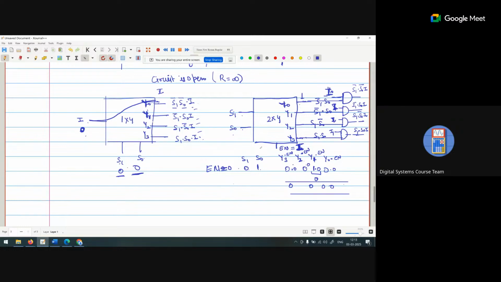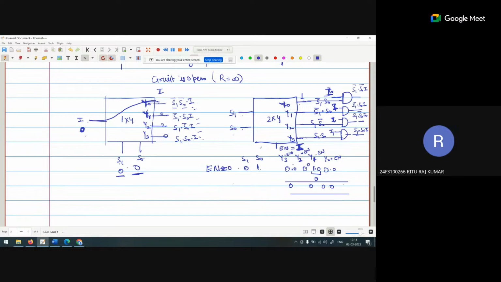Yeah, Y0 is the input, and what about the others? What value do the others get? Y1, 0, 0, 0. Suppose I is also 0 and S1 and S0 are also 0, then Y0 is 0. If I is 1, Y0 is 1. Then Y0, S1, S0 are 0, and Y1 is also 0, Y2 is also 0, and Y3 is also 0. Yes, all four are 0.